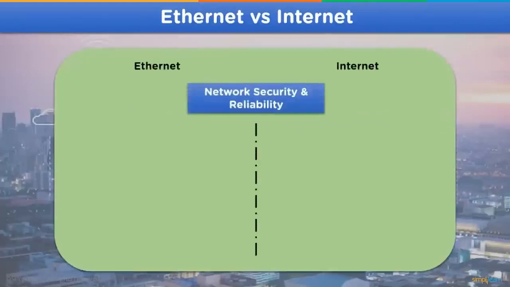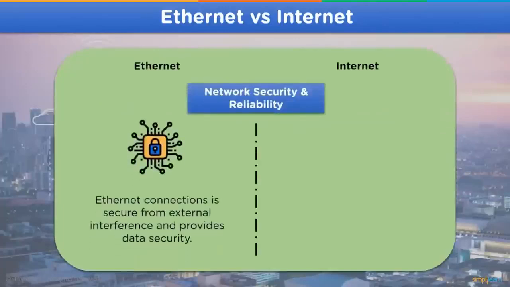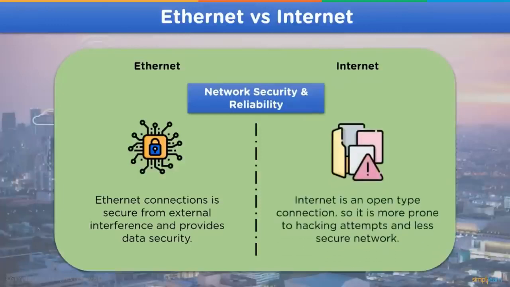The last difference between Ethernet and Internet is network security and reliability. An Ethernet connection is a secure network from external interference and provides data security, whereas the Internet is an open type of connection, so it is more prone to hacking attempts and is a less secure network.